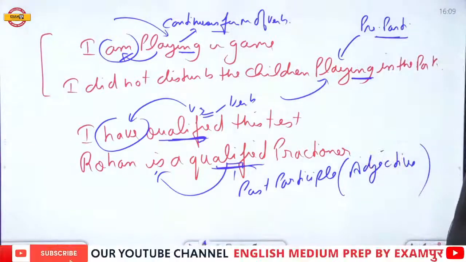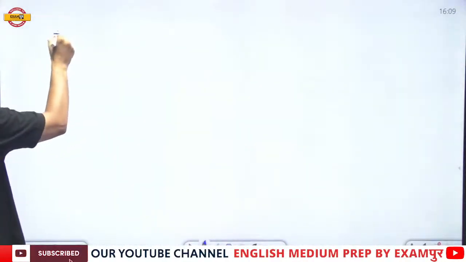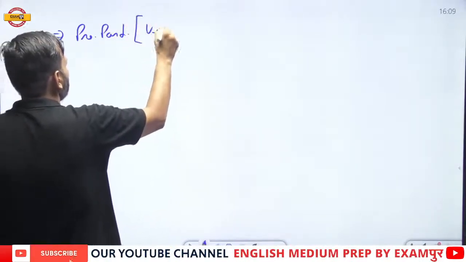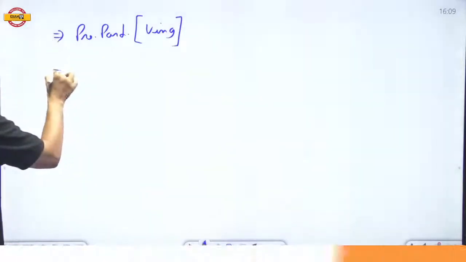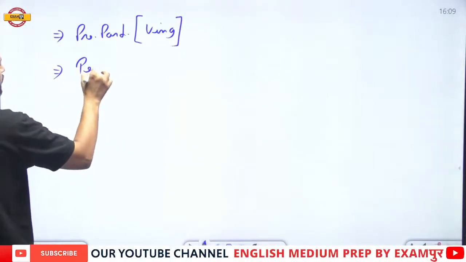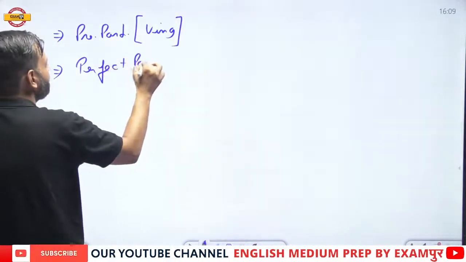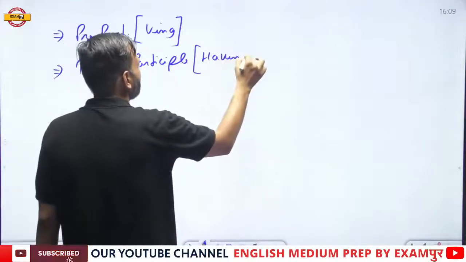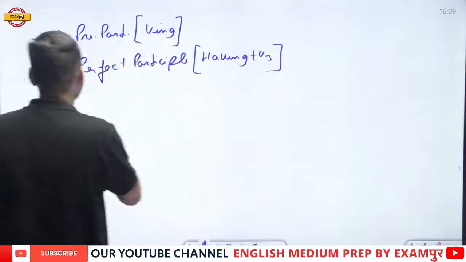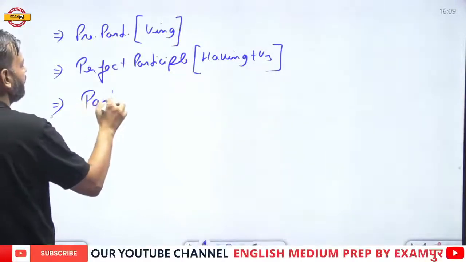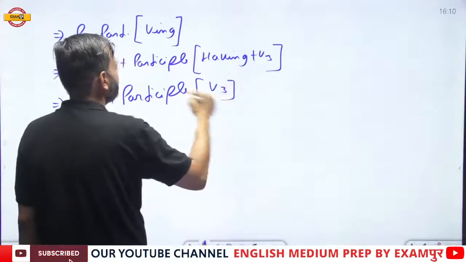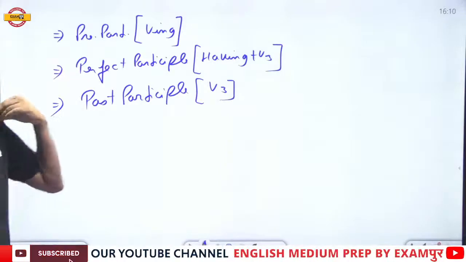Now, we have three participles. Present participle, which is the ing form of verb. Second one is perfect participle, which is having plus the third form of verb. And third one is past participle, which is the third form of verb. Okay, so we have these three participles.